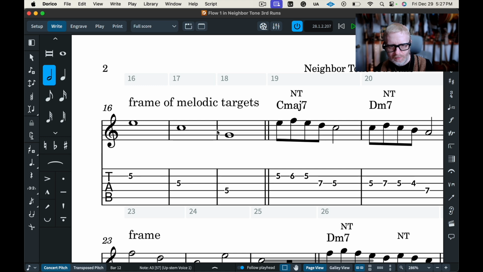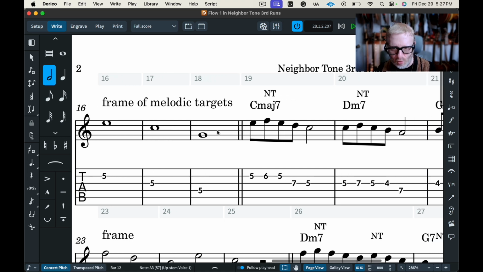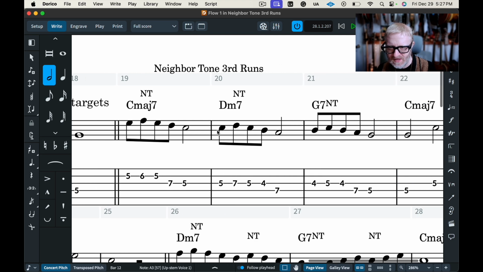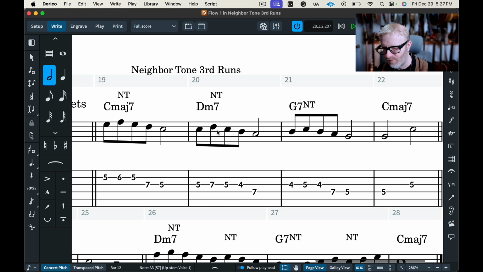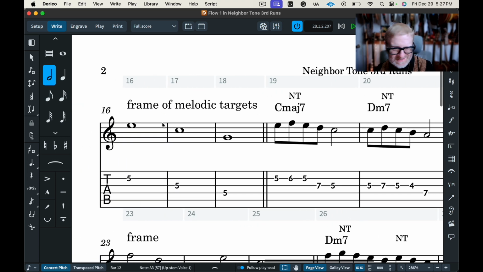All right, for the next example, I wanted to think about using it over some chord changes. I wrote down a frame of melodic targets. What I mean is that I have the chords C major 7, D minor 7, G7, C major 7. It's a 1, 2, 5, 1 progression. I want to just navigate through these chord changes using neighbor tones.